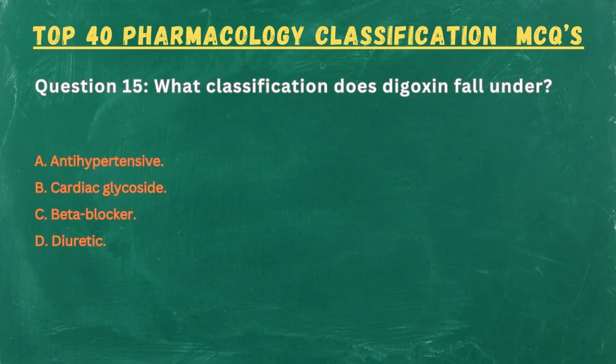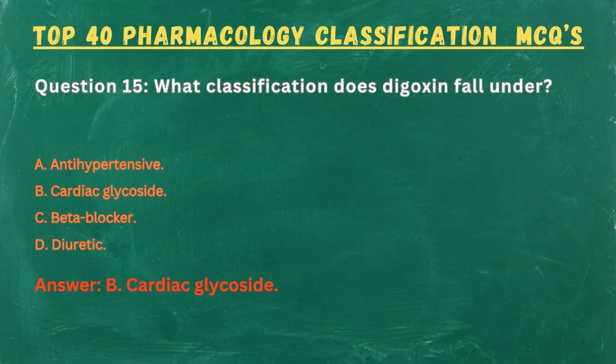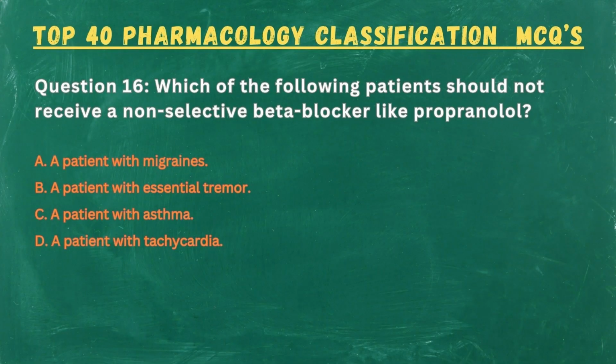Question 15. What classification does digoxin fall under? A. Antihypertensive. B. Cardiac glycoside. C. Beta blocker. D. Diuretic. Answer: B. Cardiac glycoside.